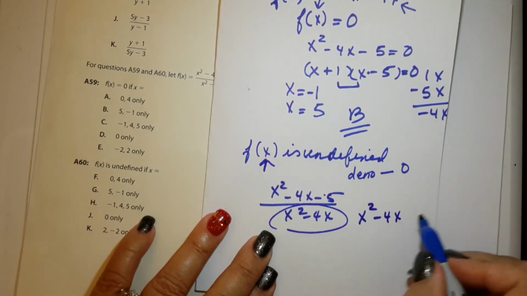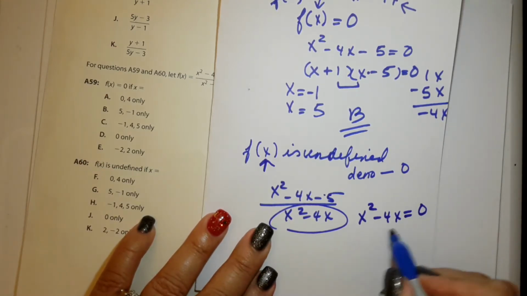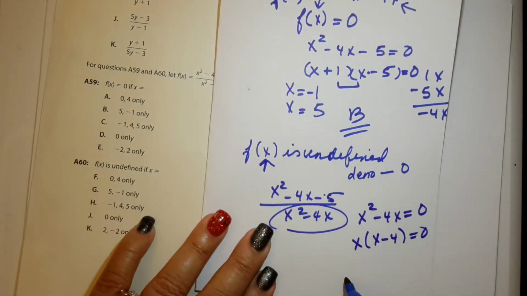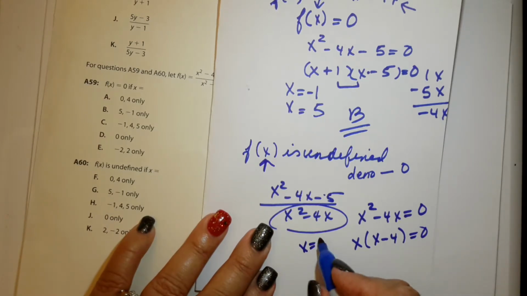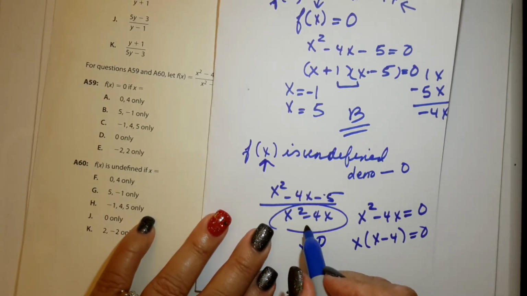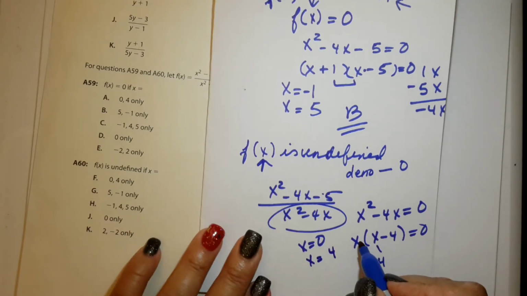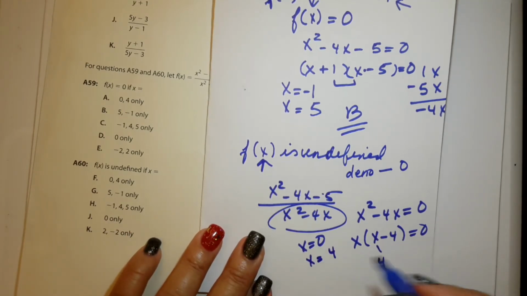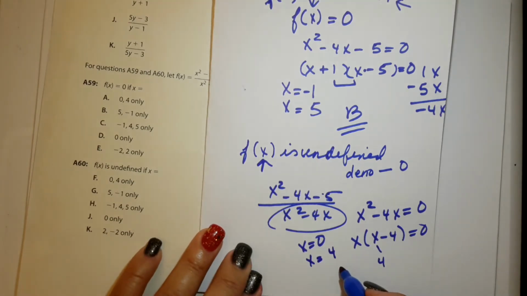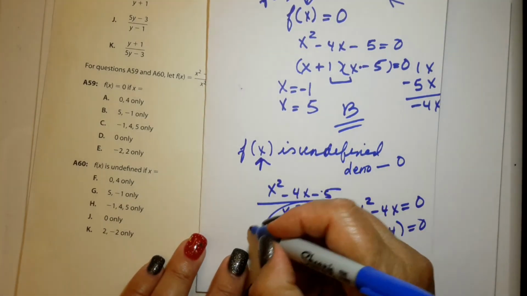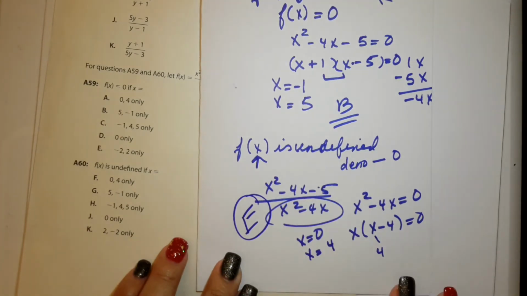So I say x squared minus 4x equals 0. I take out the x, and then I have x times x minus 4. Does it make sense? If x equals 0, the denominator is 0 and it's undefined. But if x is 4, 4 minus 4 is 0, so 0 times x is 0, and the denominator is 0. So x equals 0 and x equals 4 are values that you cannot have. So x cannot be 0, x cannot be 4, and I believe the answer is letter F.